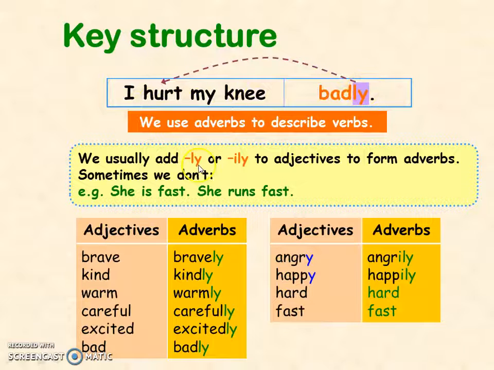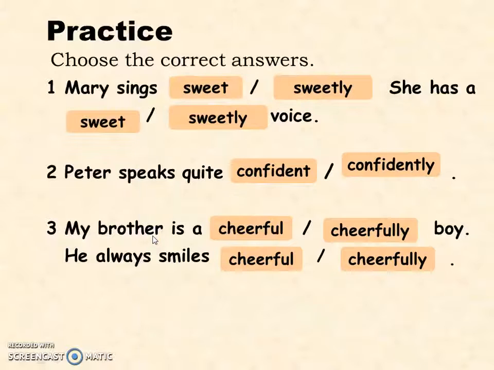We add ly or we add ily to adjectives to form the adverbs. But of course, there are always exceptions to the rule. Sometimes we don't need to add ly. For example, she is fast or she runs fast. So you can take a look at these common examples of how to change adjectives into adverbs. Okay, let's have a quick practice and see what we've learned. So let's choose the correct answer.